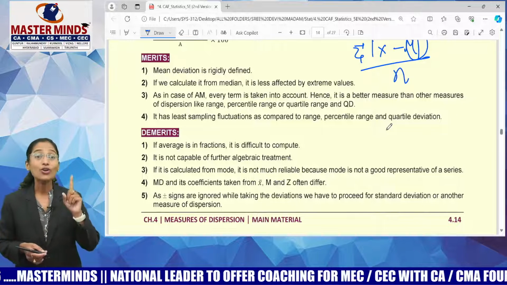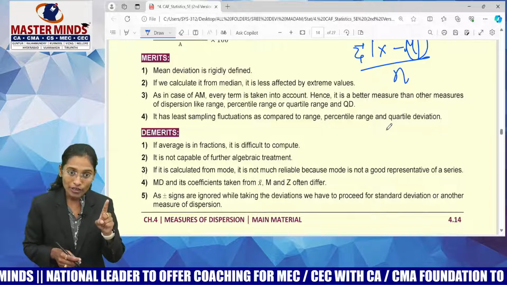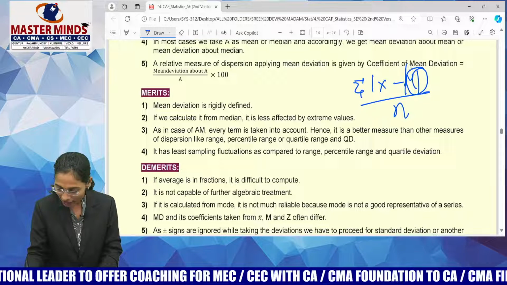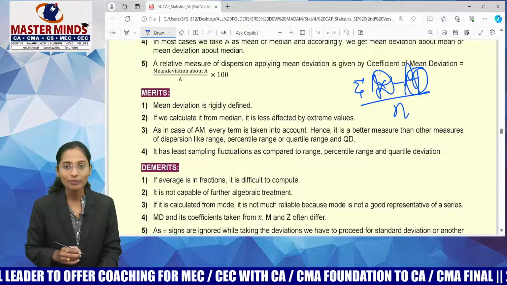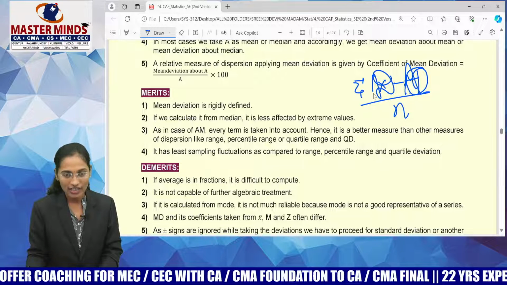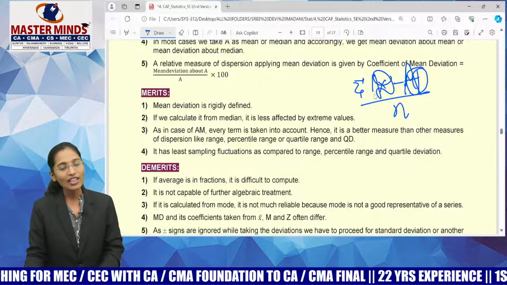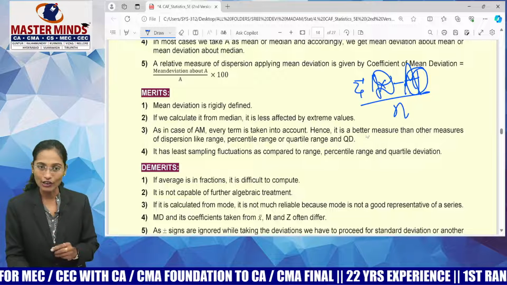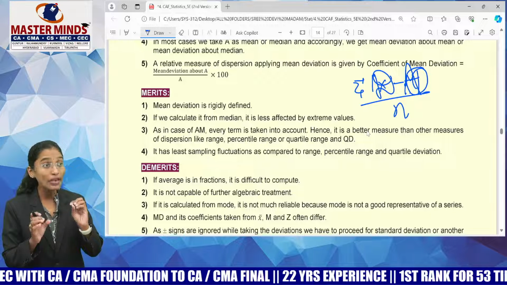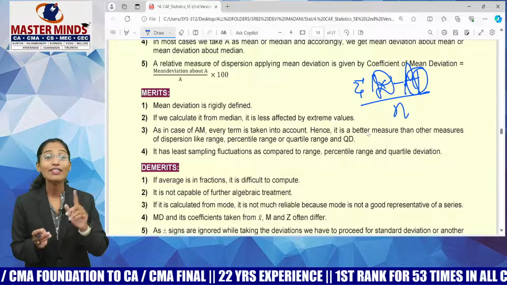But let me tell you a very important thing. I've told you that for absolute measures, you have to take an average, then calculate the deviations, then calculate the sum of all of them, and then calculate the average of all these. All these things are being done here. It means it's completely satisfying the property of an absolute measure. But there is a problem.